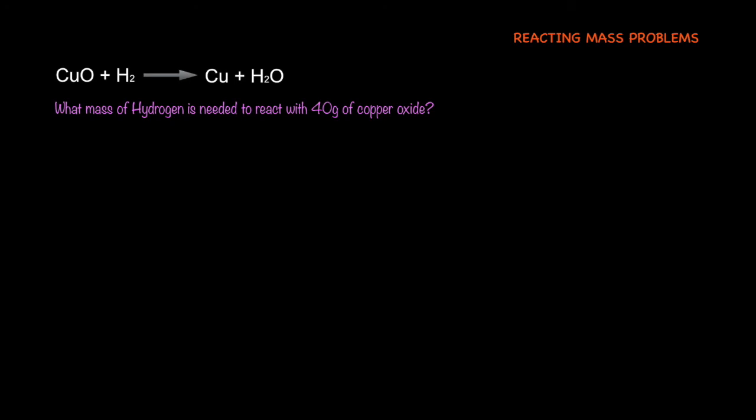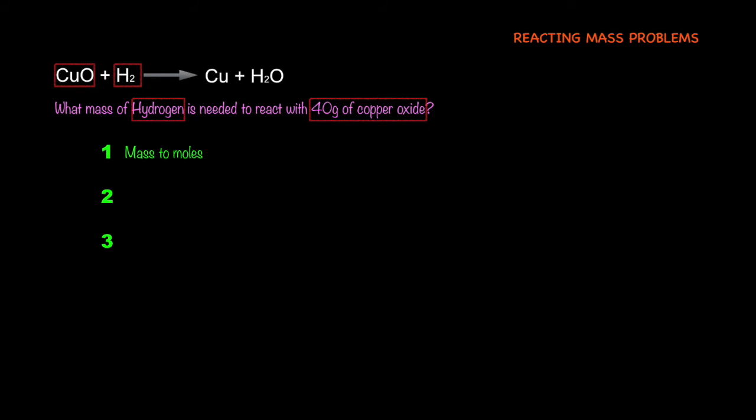Moving on to the steps of solving a reacting mass problem. Here's a very simple question, which is a reacting mass problem. The question asks, what mass of hydrogen is needed to react with 40 grams of copper oxide? So we really only need to focus on copper oxide and hydrogen. Now there are 3 steps to follow when we solve reacting mass problems.